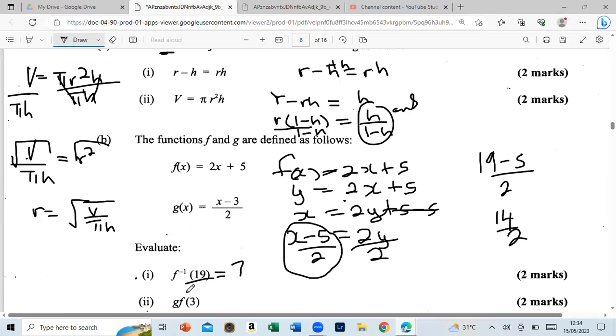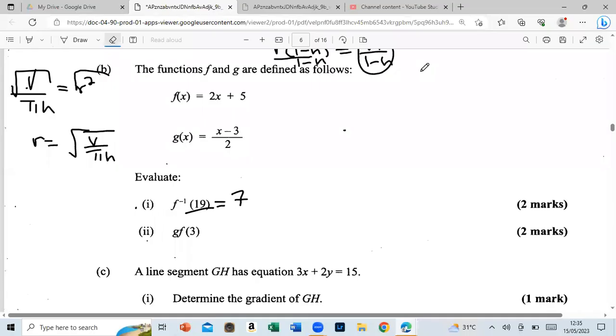Alright, now they ask us to combine the two functions and find g of f of 3. So we're going to combine the functions first, and then we put 3 where x is. So let's see if we can do that, guys. I need some space. Let me make some space. Alright, so now that I've created the space, let me just explain this. As a matter of fact, you guys should be able to do it.